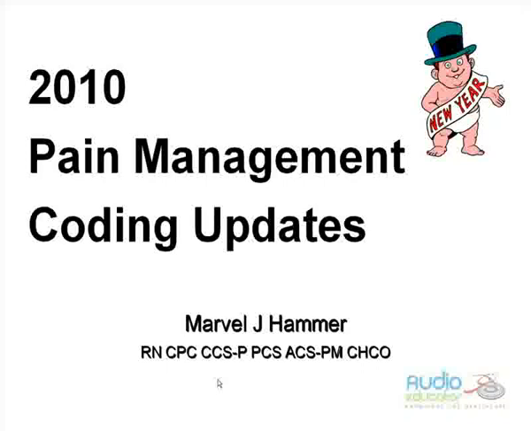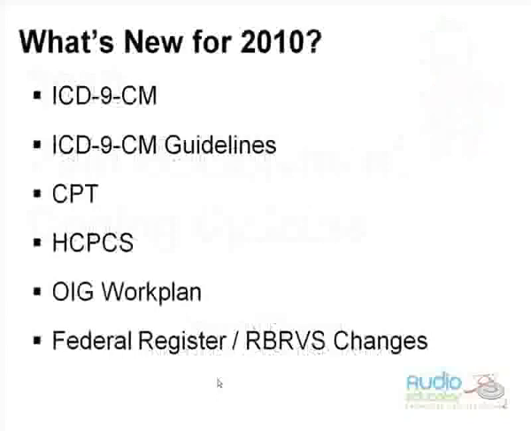What we're going to cover today, some in more detail than others, but we're going to look at the top code sets for changes: ICD-9, CPT, HCPCS. We're going to look at the OIG work plan and briefly look at some of the changes in the Federal Register. I have information that's available through the day, but we know that anything can change between now and December 31st.